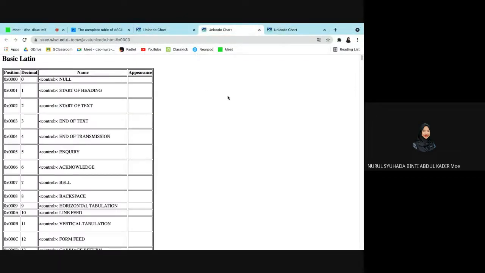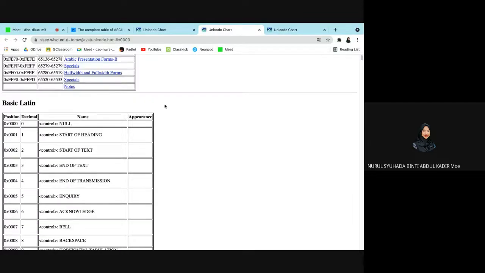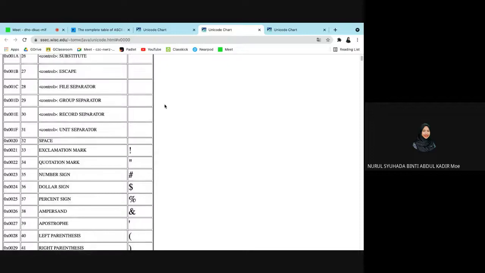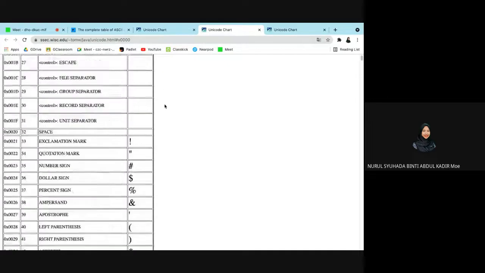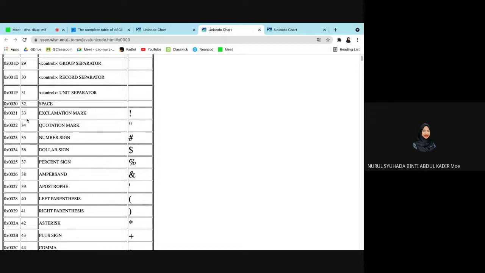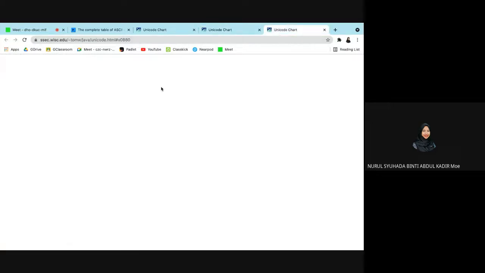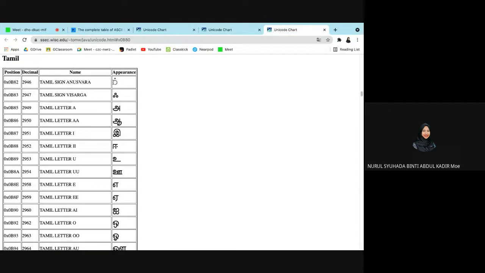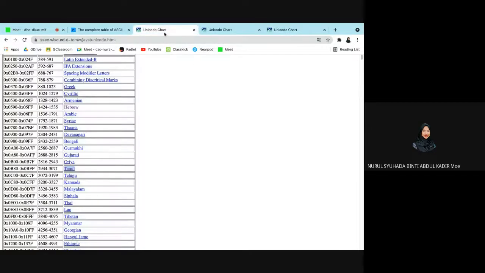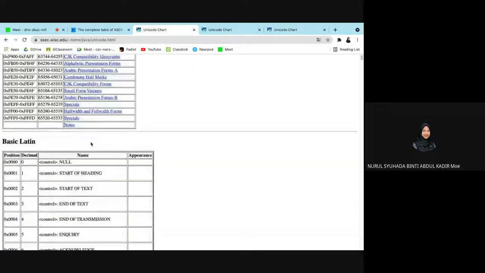Okay, wait, loading. Okay, you see this, where is the appearance, quick. So these are all Latin. All these symbols, each symbol has its number. For example, number 33, exclamation mark. 34, quotation mark. Number sign 35, like that. There are so many. For number 2946, a Tamil character like this. For number 2953, Tamil letter U like this. So if you can see, down to the bottom, there are 65536 characters that can be represented by Unicode.